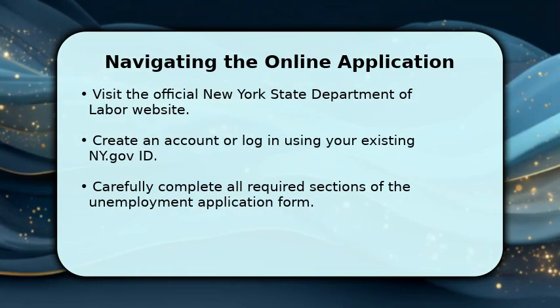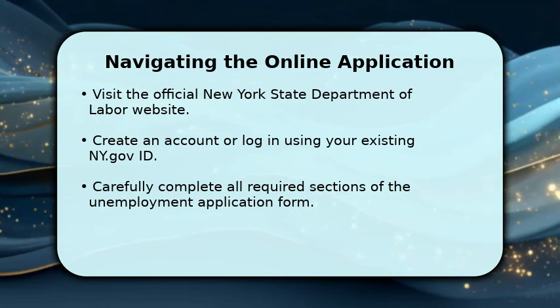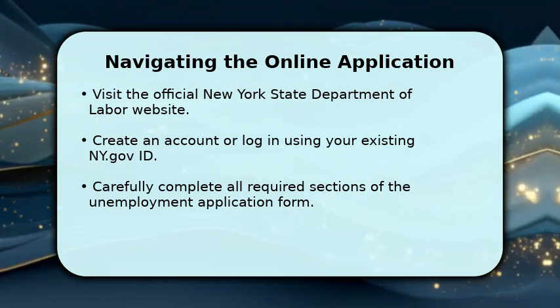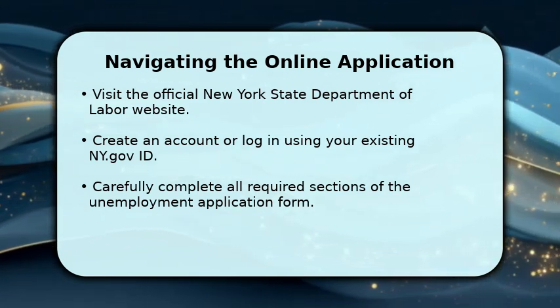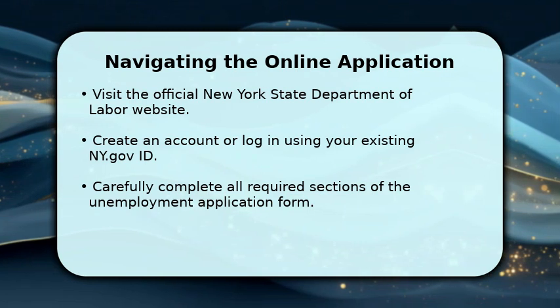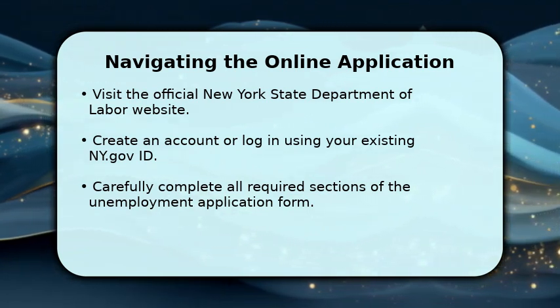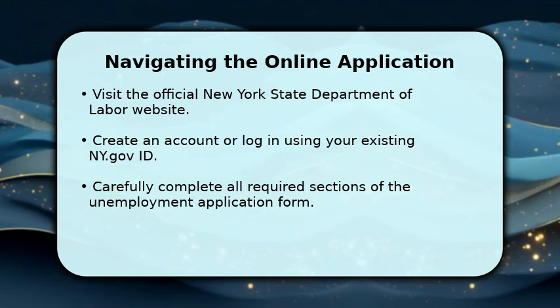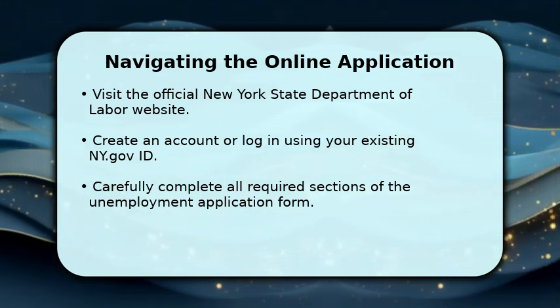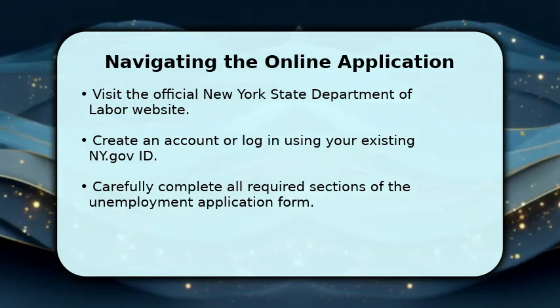Once you are ready, navigate to the New York State Department of Labor website. This is the official portal for all unemployment claims. You will either create a new NY.Gov ID, or log in if you already have one. Take your time to accurately fill out every section of the application. Double-checking your entries will prevent delays in processing your claim.